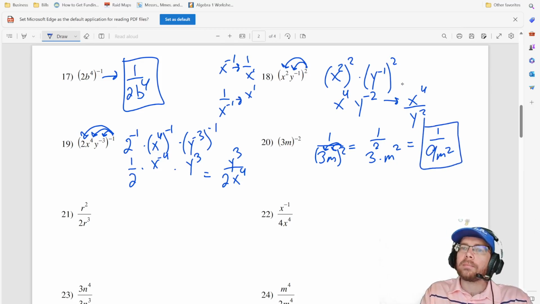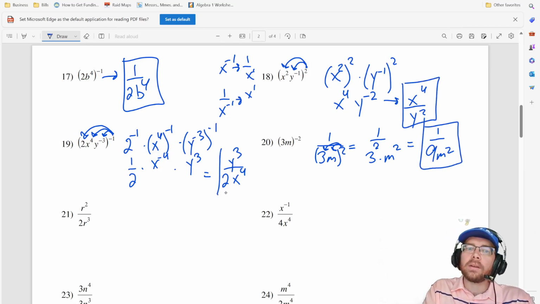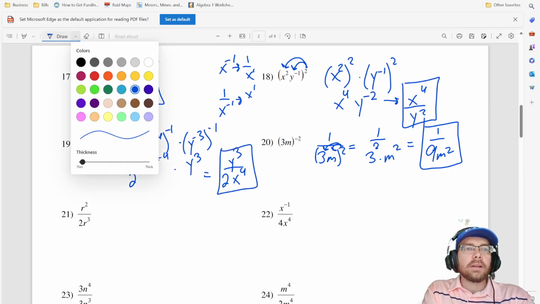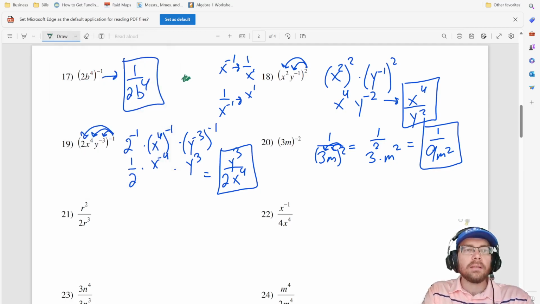Here we go. Oh, I forgot to box these other ones. Here we go. All right, let's switch to a different color. Green. Go. If I can. Why does it not want to do that? It never wants to switch back.